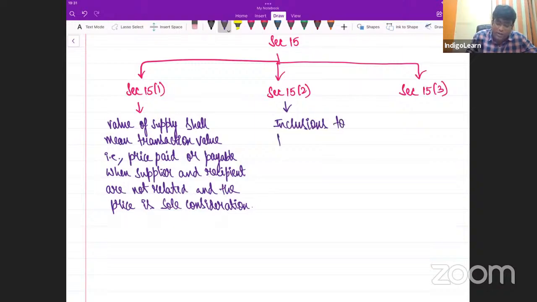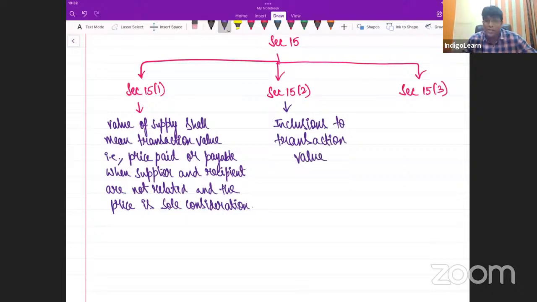Inclusions to transaction. In this, we have got 5 points that will take some time. We'll talk in detail. Important. Inclusions to transaction. And 15.3 talks about exclusions from transaction, in which we have got 2 points that also we'll talk in detail. Clear, friends? So we need to talk 15.2 and 15.3.